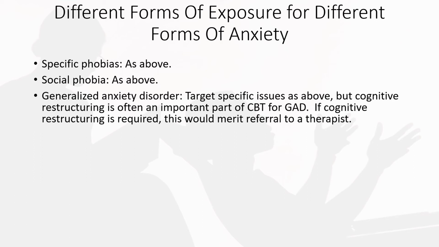It's also worth knowing that generalized anxiety disorder is often characterized by a lot of cognitive distortions, a lot of catastrophization, and a lot of jumping to conclusions, those sorts of things. And that aspect we typically treat with cognitive restructuring work, which is the cognitive aspect of cognitive behavioral therapy. And as I said earlier, I think cognitive restructuring work is largely beyond the scope of a primary care doc, and so would merit a referral to a therapist.